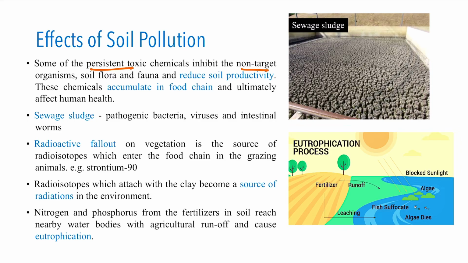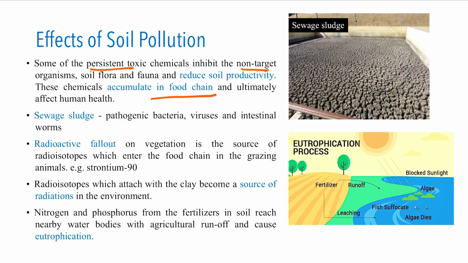Then it also reduces the soil flora and fauna. The soil productivity is reduced. For crop cultivation we require good quality soil, but if there is a lot of waste in such soils, we cannot use that soil. Then accumulation in the food chain: because these are persistent chemicals, they cannot be broken down by microorganisms, they will accumulate in the food chain.